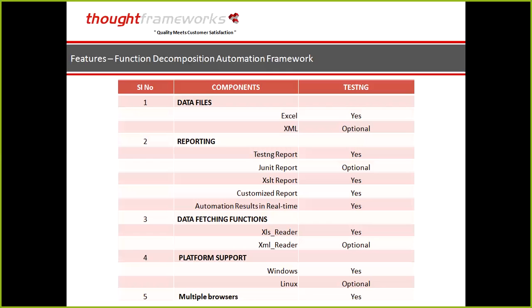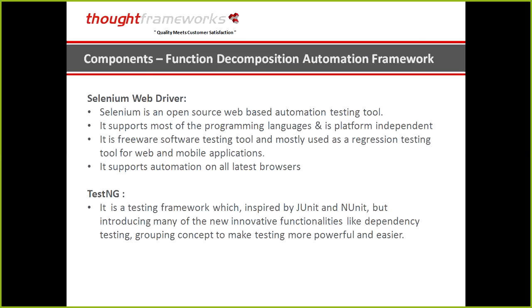And automation real-time results is a portal which displays the test script execution status at any point of time during test script execution. Next is platform support for Windows as well as for Linux. Next is multiple browsers. We have option for executing the scripts in multiple browsers as well as multiple versions of the same browser. Coming to the components.